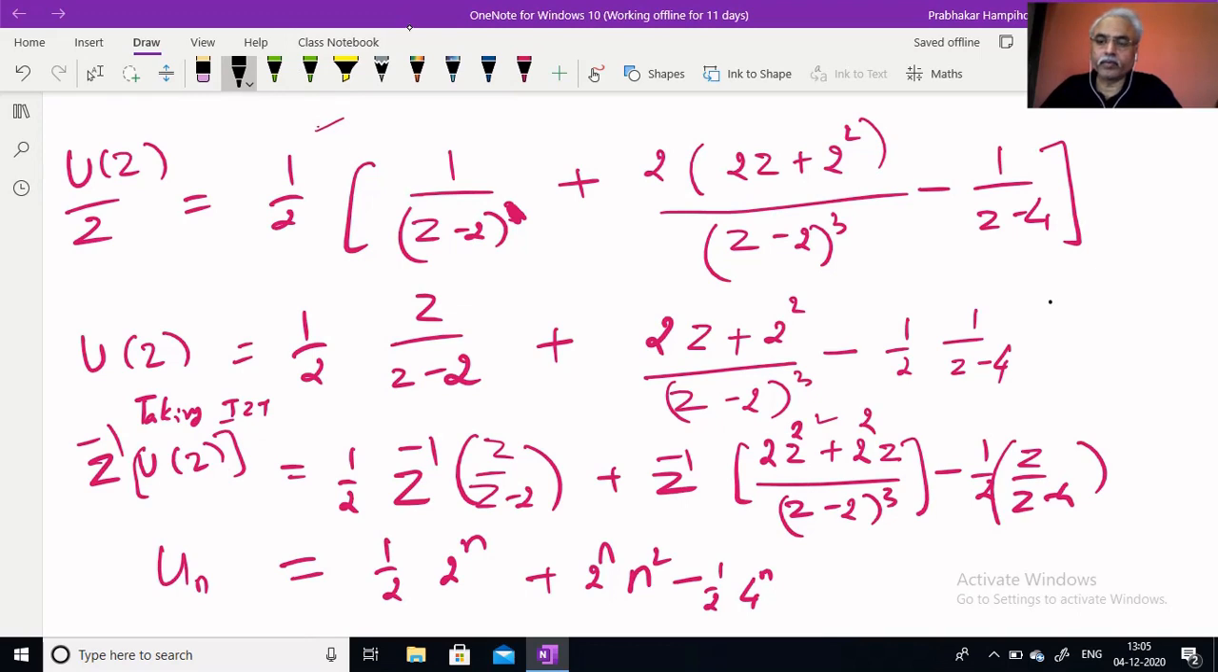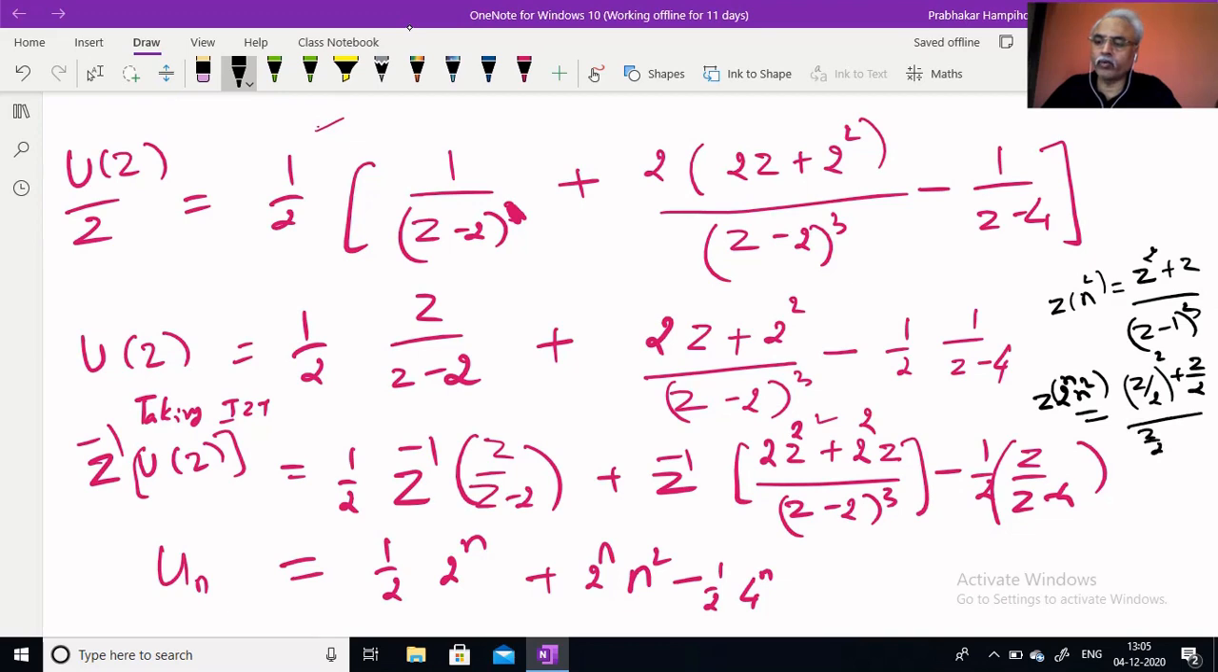What is Z of n square? It is z square plus z whole divided by z minus 1 whole cube. Now if I multiply by 2 raised to n on this side, we had learnt the damping rule that everywhere you have to divide. This is raised to 3: z by 2 whole square plus z by 2 whole, divided by z by 2 minus 1. If you simplify this, exactly you are going to get 2z square.